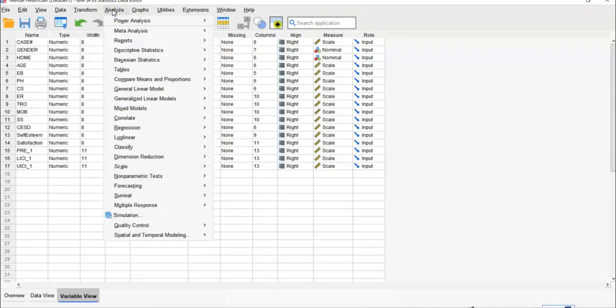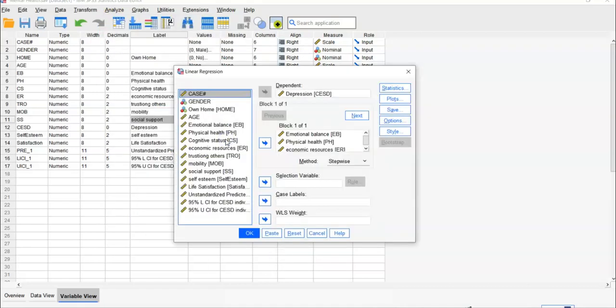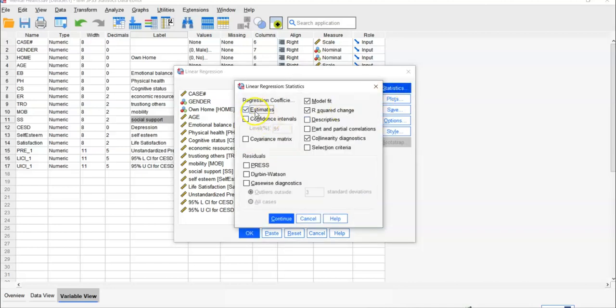So Analyze, and then Regression, and then Linear, and then depression, and then here you will erase that, and this one also, that was from the last part. So this time you will put emotional balance and then self-esteem. Okay, and we still use stepwise because that means the insignificant variables will be automatically removed. So we will choose that, and in Statistics you will select Estimates, Model fit, and R squared change.